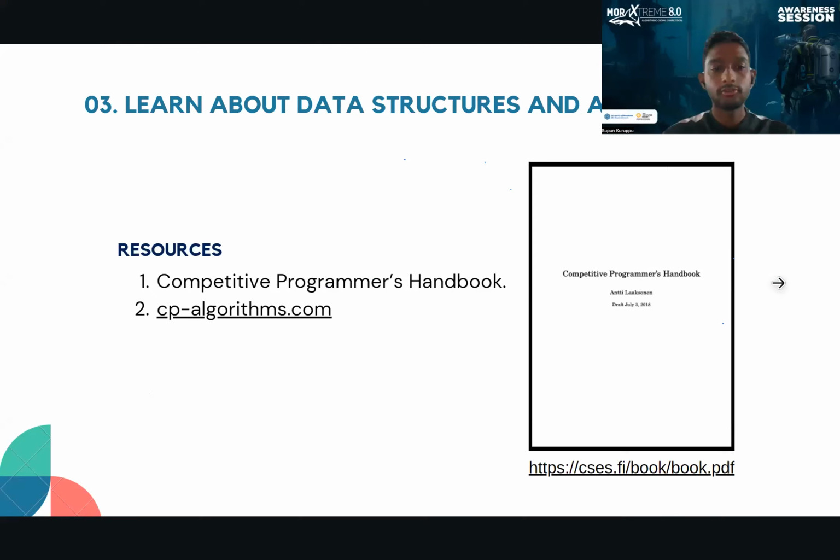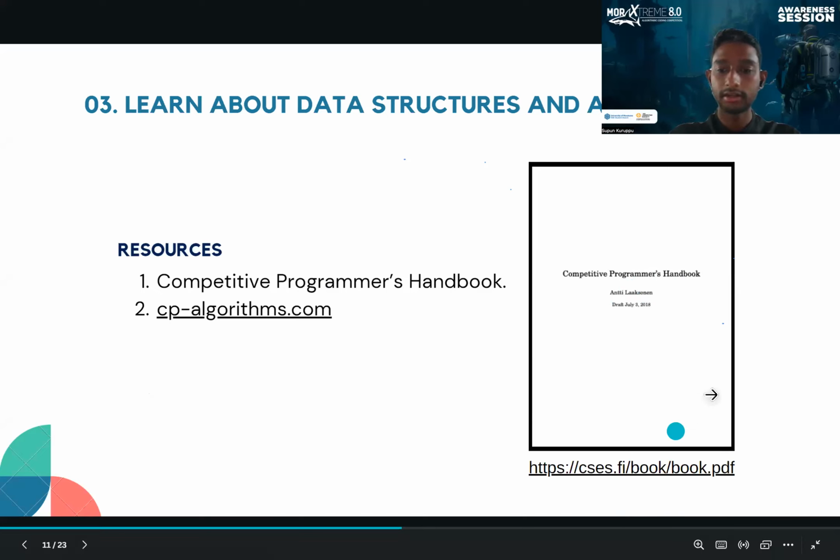Yeah. So this is a very good resource that you can use to learn about data structures and algorithms, and it will cover big O notation as well. This Competitive Programmer's Handbook by Antti Laaksonen is a very good book, the book that I have personally used as well, and it is, I think, freely available on the internet as well. So we'll share this link for you.